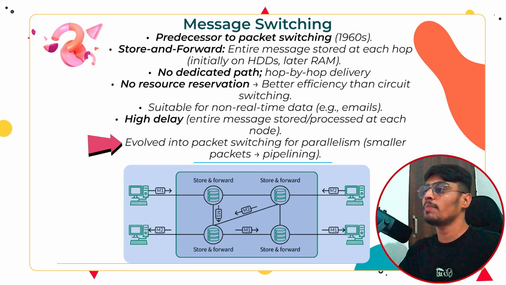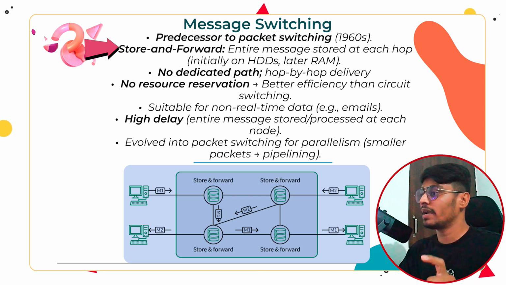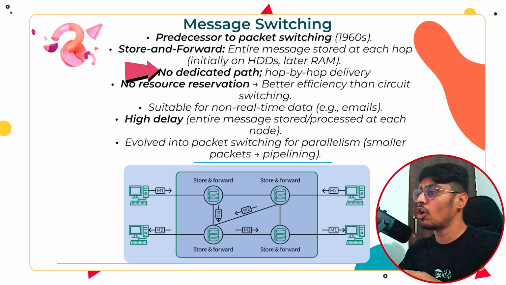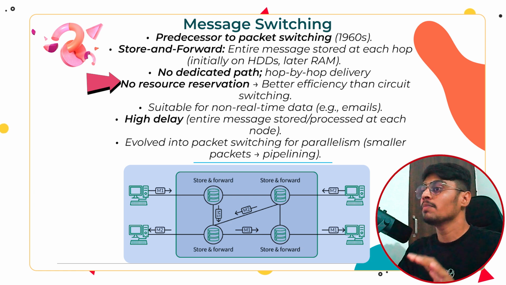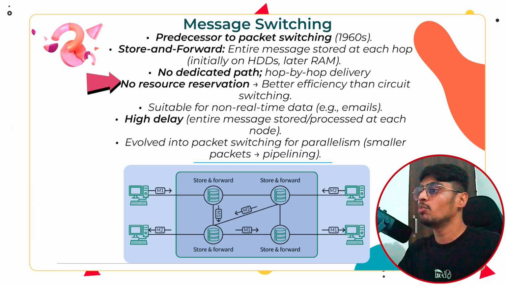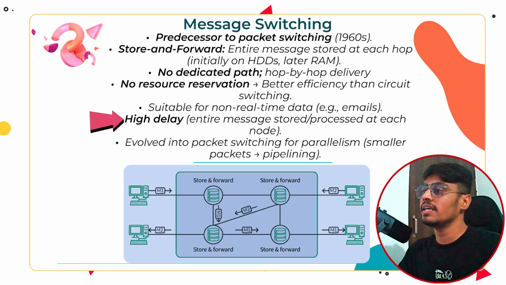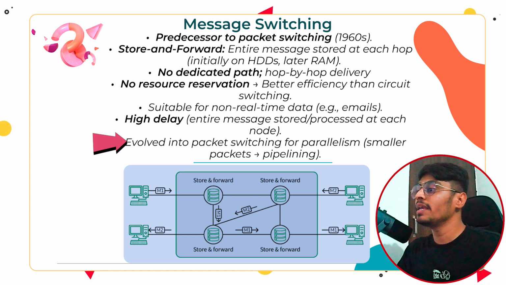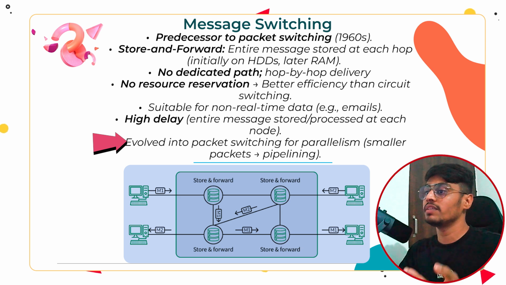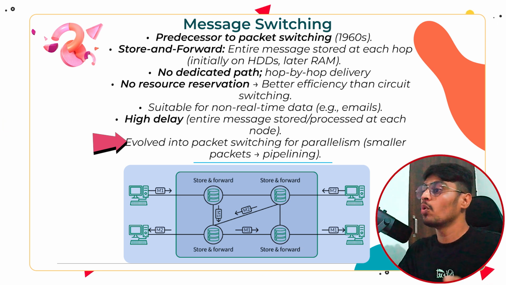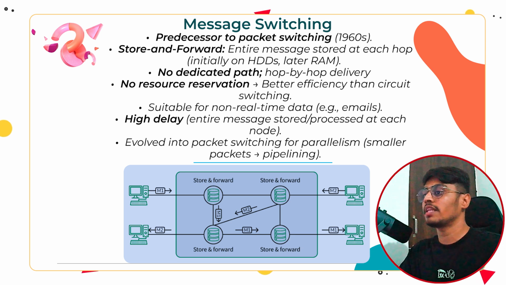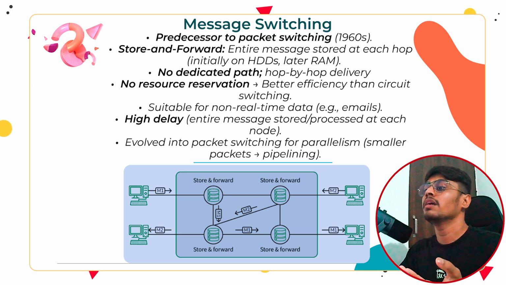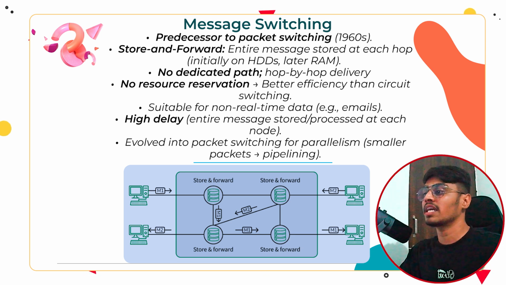The basic principle of message switching is its store and forward mechanism with hop by hop delivery. The advantage is that there is no reservation, making it more efficient than circuit switching. The delay is higher because every hop processes the message. If we compare message switching with packet switching, the main difference is that in packet switching we send multiple small packets in parallel over different routes rather than one big message.